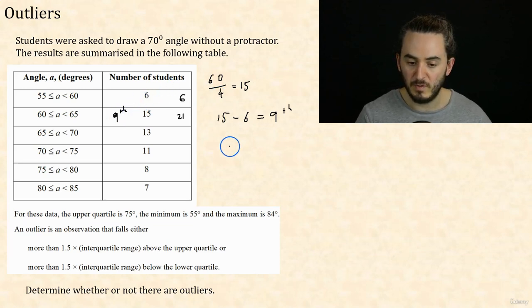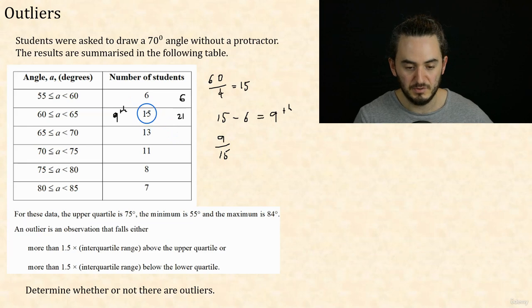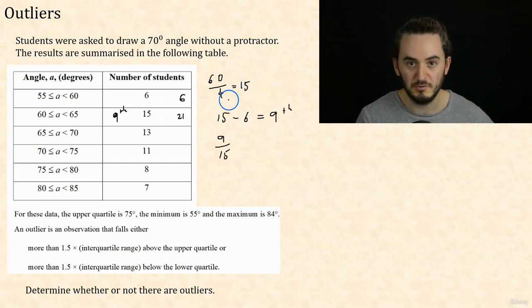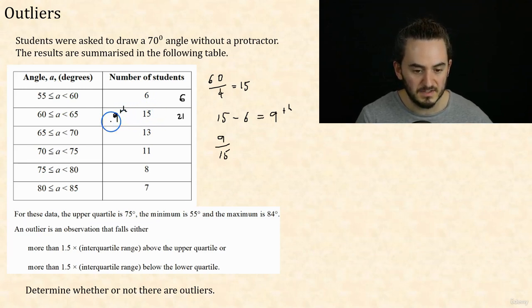So what fraction of the way into the group are they? Well, 9/15ths of the way into the group, because there are 15 students in that group. Slightly confusing here because we've got 15 here and 15 here, and they refer to different things. That 15 tells us that we're looking for the 15th student in our ordered list. This 15 tells us there are 15 students that have to be in this group. So 9/15ths of the way into this group, that's where our lower quartile lies.